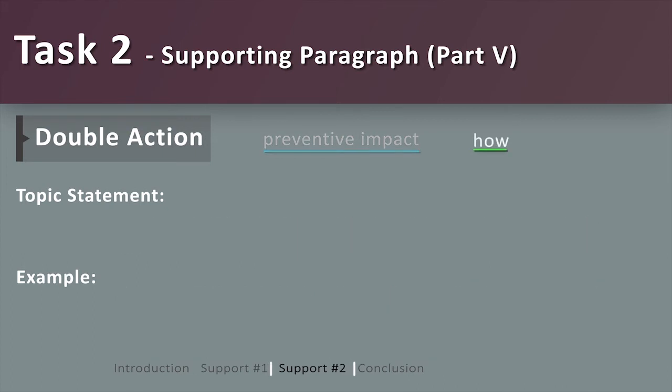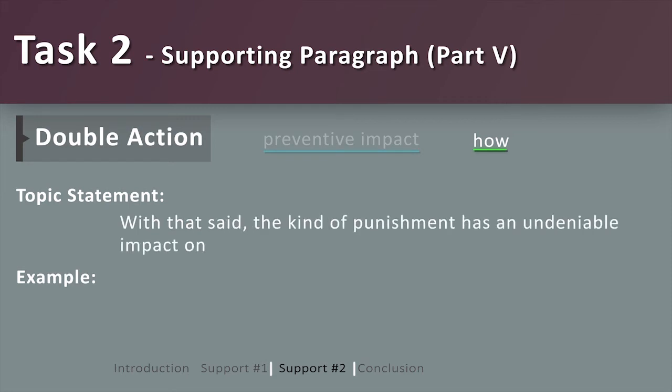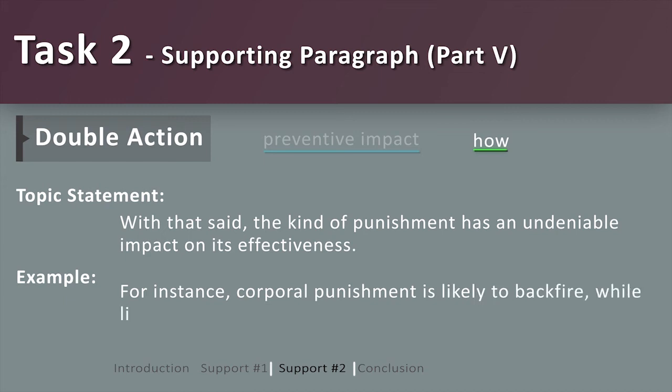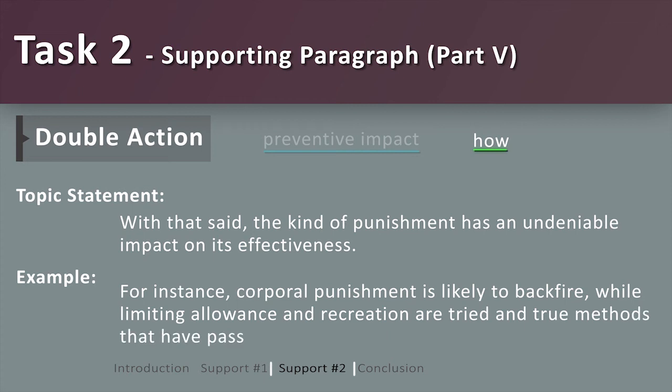And the second paragraph talks about the kind of punishment that should be used. With that said, the manner of punishment has an undeniable impact on its effectiveness. For instance, corporal punishment is likely to backfire, while limiting allowance and recreation are tried and true methods that have passed the test of time.